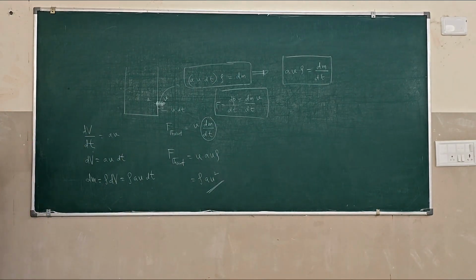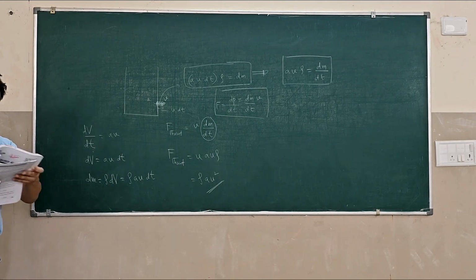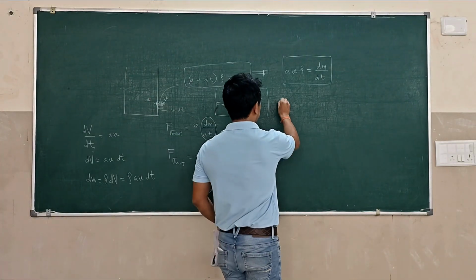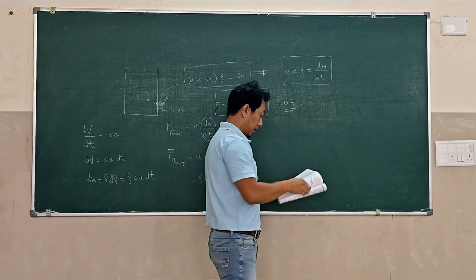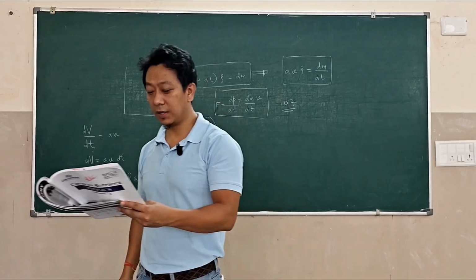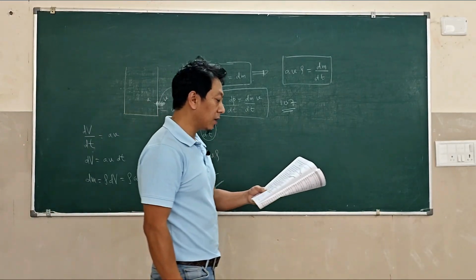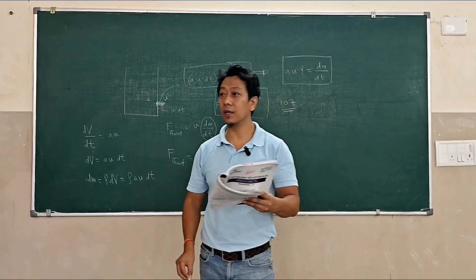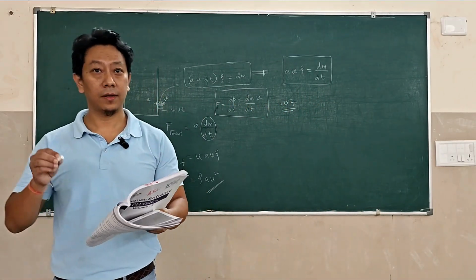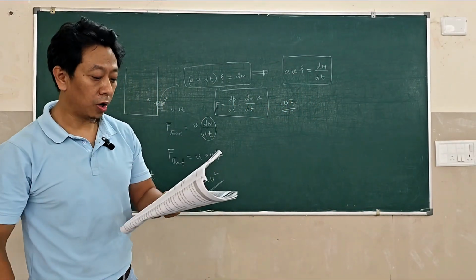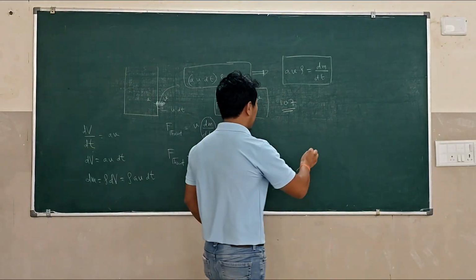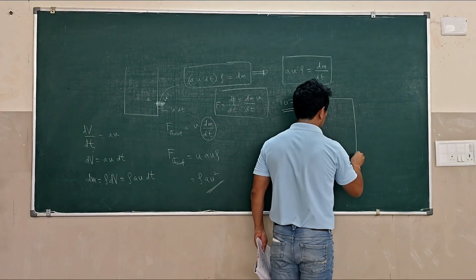Now this concept we can apply for this question number 107. In 107 what they told? Listen carefully. There are two identical small holes. Identical small holes means what? Area will be same. On the opposite sides of a tank. So there is a tank like this.